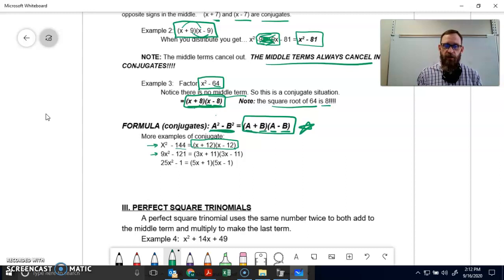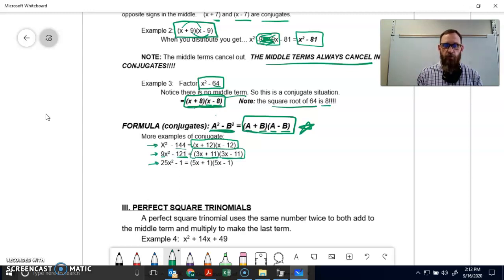How about this one? I have a 9 and a 121. Oh, those are perfect squares. 3x and 11. The square root of 9 is 3. The square root of 121 is 11. So 3x plus 11, 3x minus 11. And because they're conjugates, I know the middle terms are going to cancel.